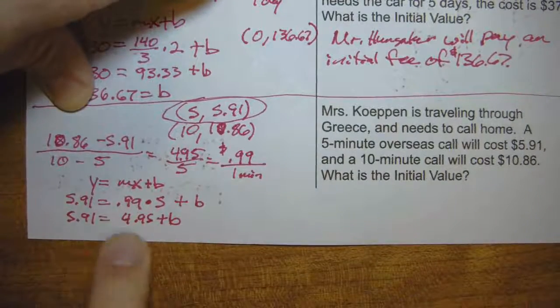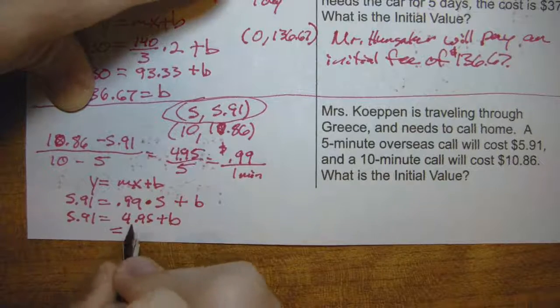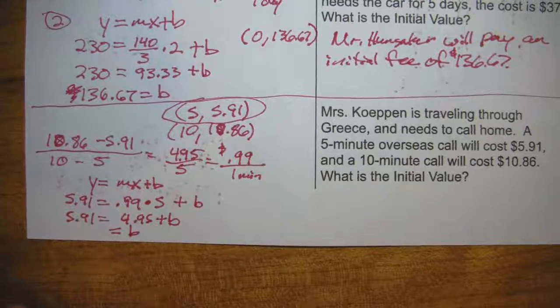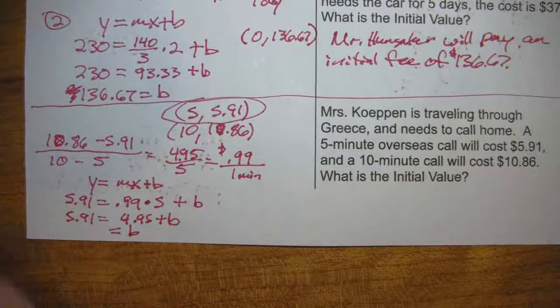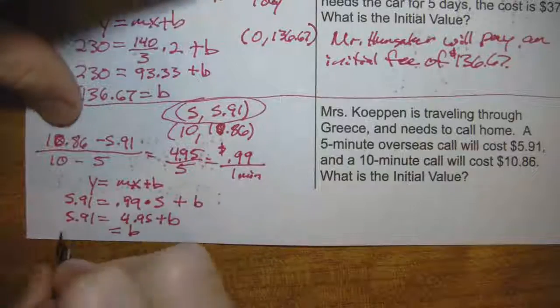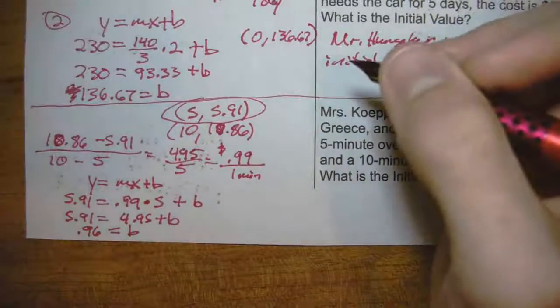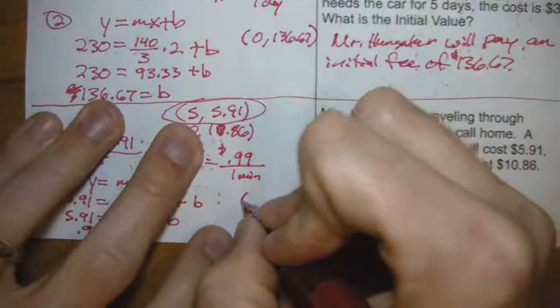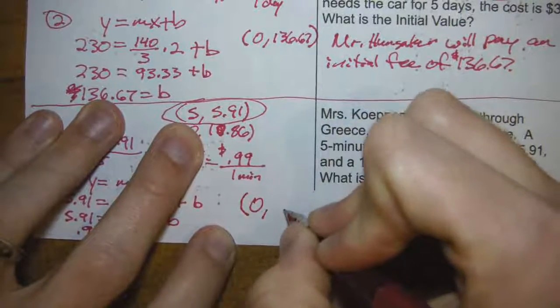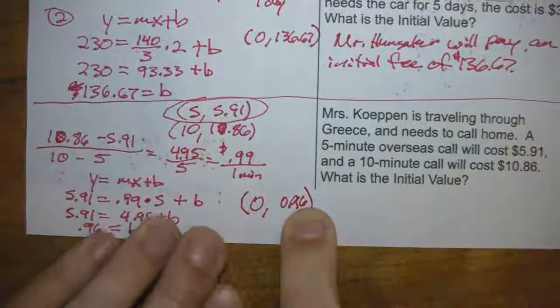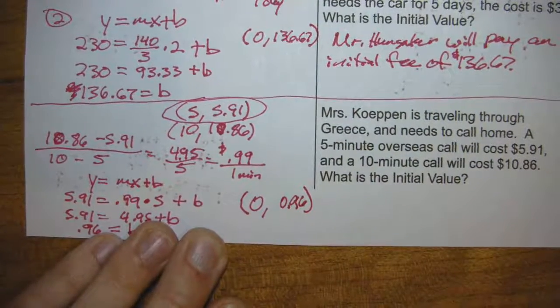We're going to subtract 4.95 from both sides, and that will give me what we want. So 5.91, we'll subtract our 4.95, and we get 96 cents. Cool. So one way to describe this is as a y-intercept. So we can say (0, 0.96), so almost at 1, so almost (0, 1) if we were to write it as a coordinate.